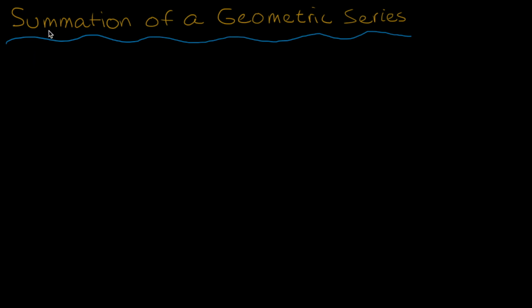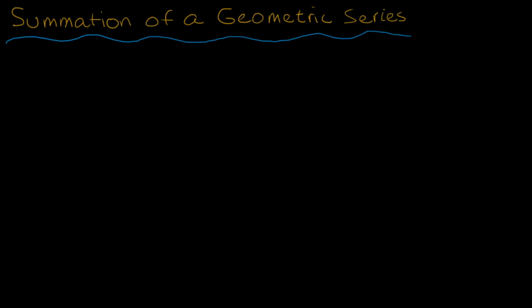So far, we have been looking at the summation of arithmetic series, where we have a common difference, a number that we are adding to each term as we go through the sequence. But this time, we'll be looking at a geometric series, and in a geometric series, instead of adding a number to each previous term, we are multiplying a number.